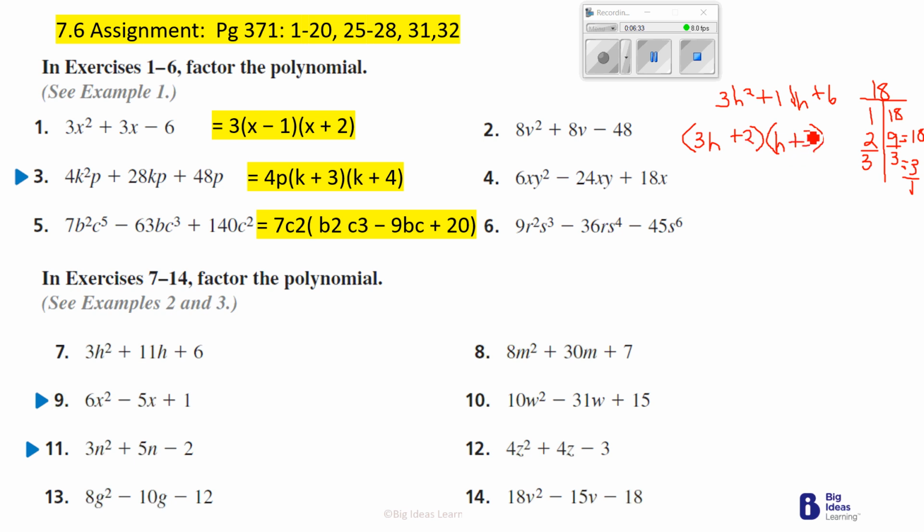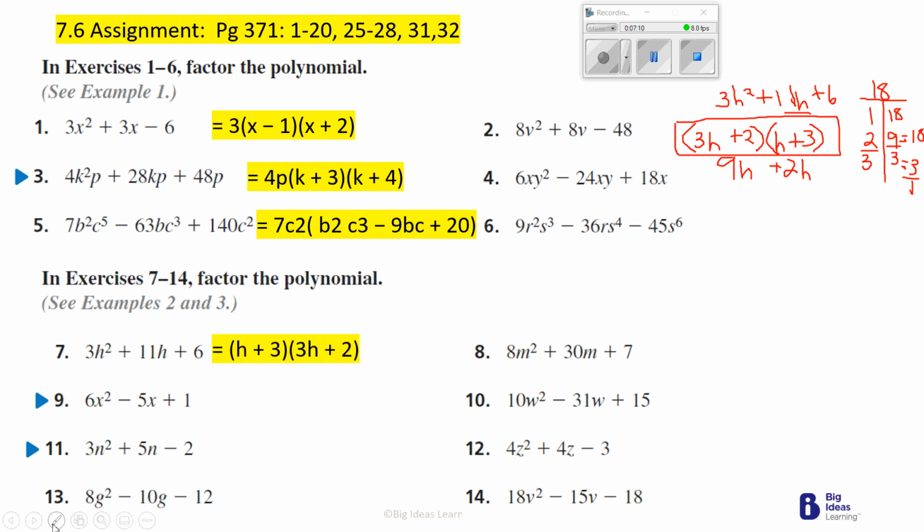Let's try this out. 3h times h will give me 3h to the second power. 2 times 3 will give me 6. Then I got 3h times 3, that's 9h. And then I got 2 times h, that's going to give me plus 2h. And 2h plus 9h equals 11h. So this is going to work perfectly right here. 3h plus 2, h plus 3.